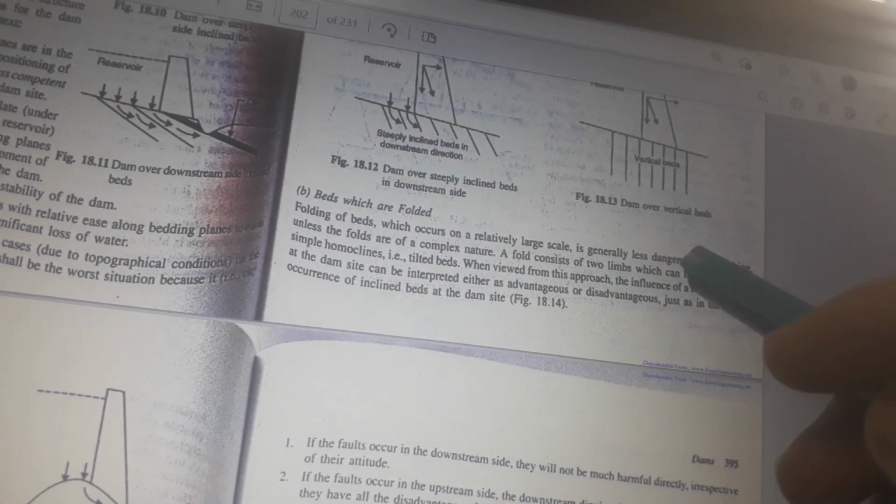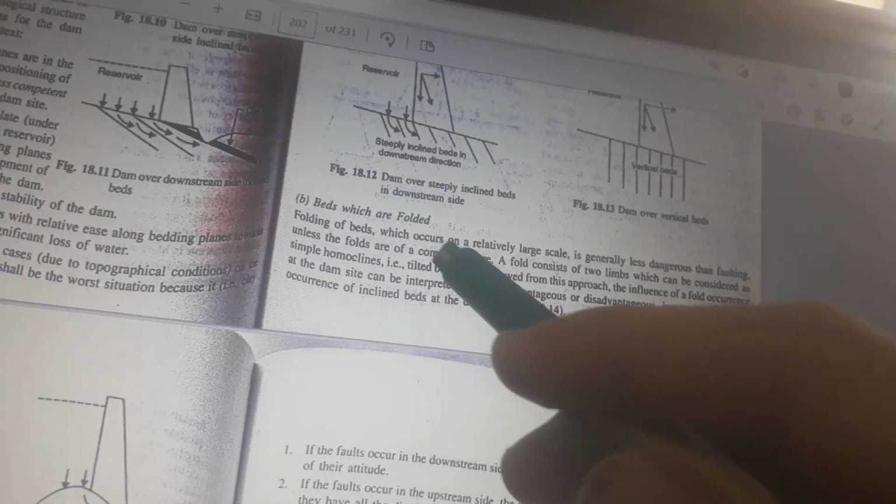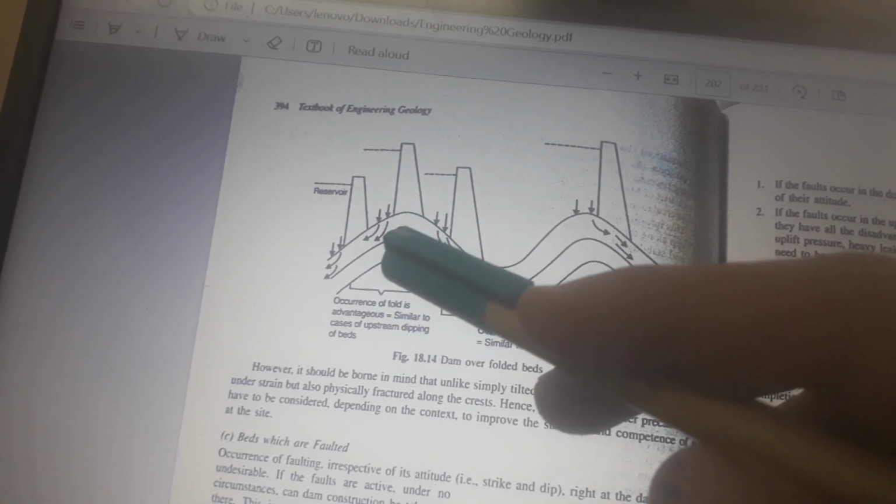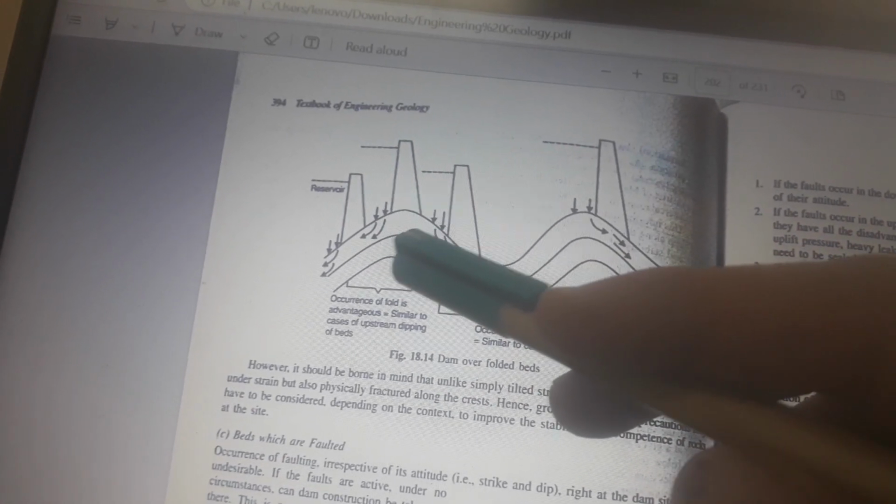Beds which are folded. Folding of beds which occurs on a relatively large scale is generally less dangerous than faulting, unless the folds are of complex nature. A fold consists of two limbs which can be considered as simple homoclinal tilted beds. This is dam of folded beds. Where the occurrence of fold is advantageous, it is similar to the case of upstream dipping of beds. Where the occurrence of fold is disadvantageous, it is similar to the case of downstream dipping. This is reservoir. These are the arrows.